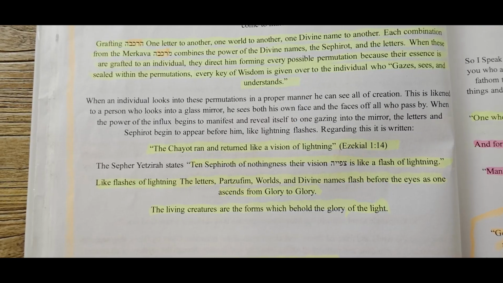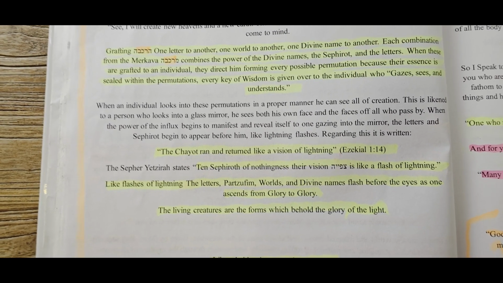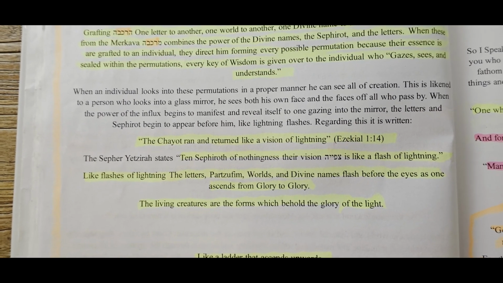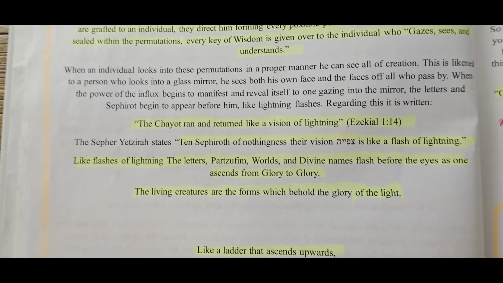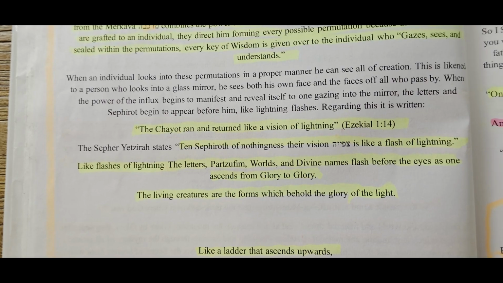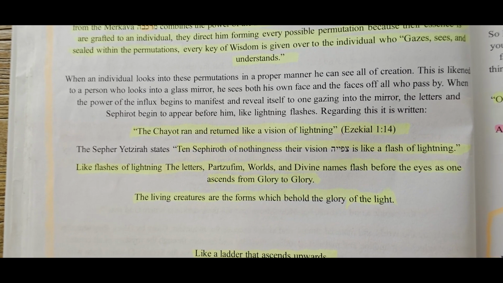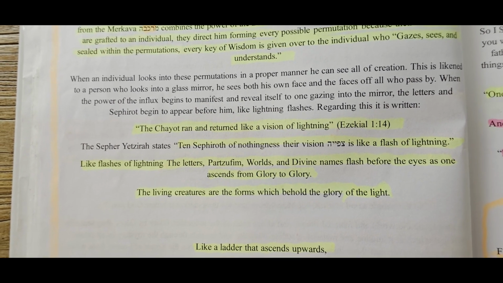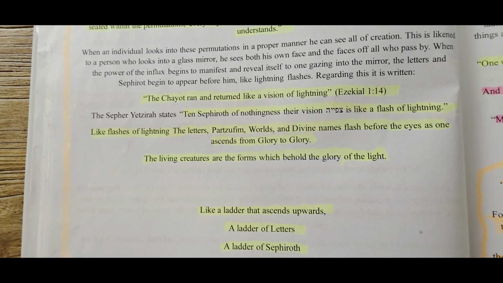When an individual looks into these permutations in a proper manner, he can see all creations. This is likened to a person who looks into a glass mirror. He sees both his own face and the faces of all who pass by. When the power of the influx begins to manifest and reveals itself to one gazing into the mirror, the letters and Sefirot begin to appear before him like lightning flashes. Regarding this, it is written, the Chayot ran and returned like a vision of lightning.